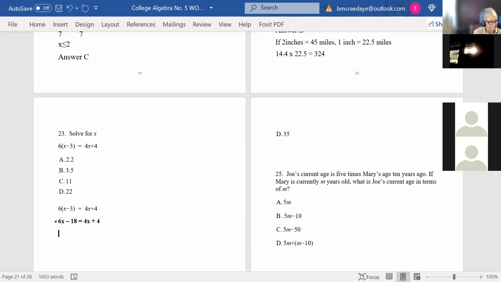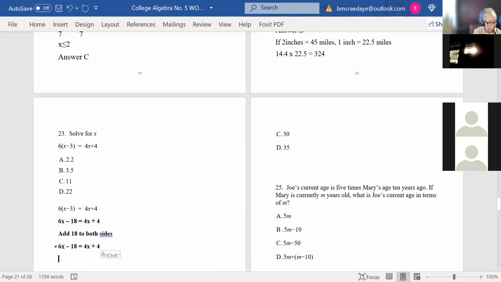You're going to put the 4x over this side. No, you're going to add 18 on both sides. Okay, add 18 to both sides. So let's take this equation, copy it, and add 18 to both sides. Add 18 on the left, so that's plus 18, and then the same on the right.